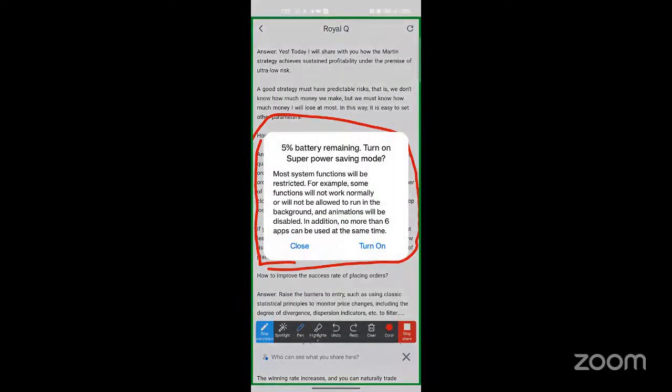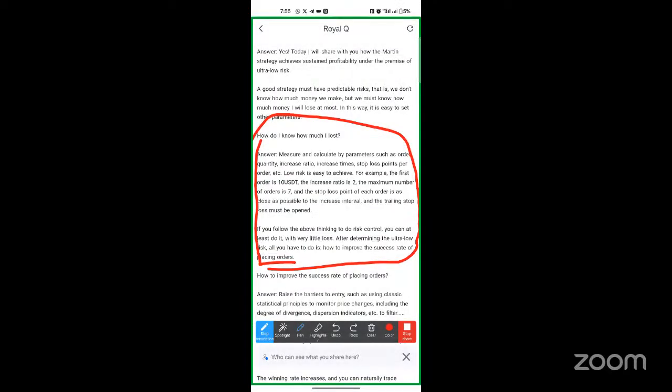Royalq is answering a question here, and he's saying, do I know how much I lost? Royalq is answering, measure and calculate parameters such as order quantity. Order quantity means number of coins bought. Increase ratios. Increase number of times you want to buy. It means that you are increasing stop loss points per order. Is giving you low risk is easy to achieve.